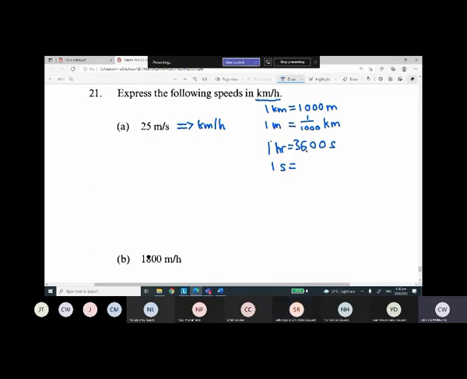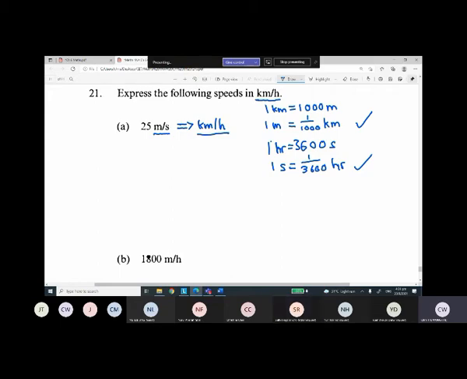Okay, 1 second is how many hour? 1 second is 1 over 3,600 hour, right? So you all know, this and this are important now. Meter to kilometer, second to hour. That's what we want, isn't it? Meter to kilometer, second to hour. So that's what we want.